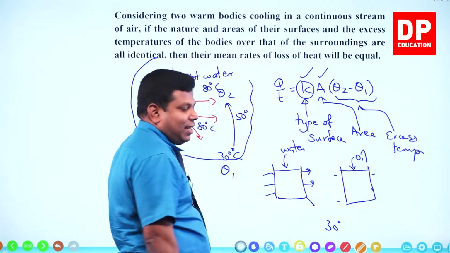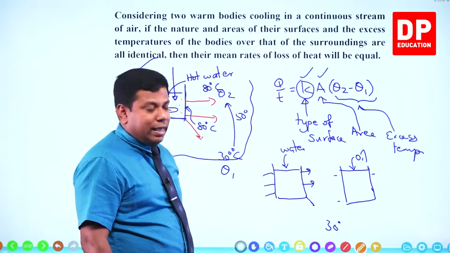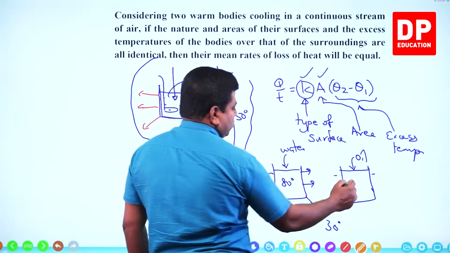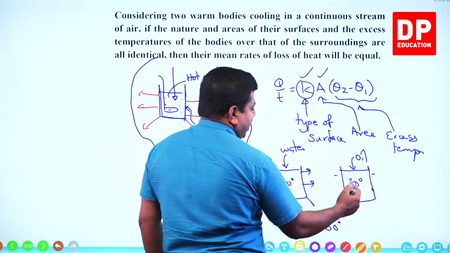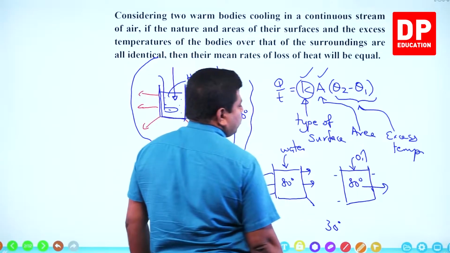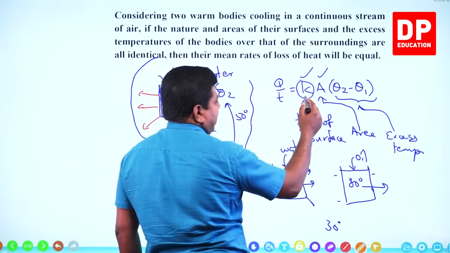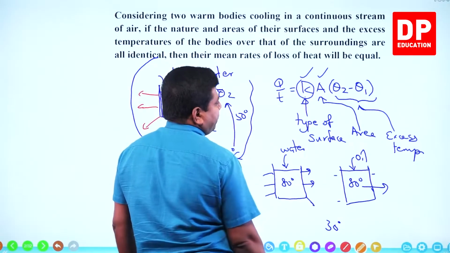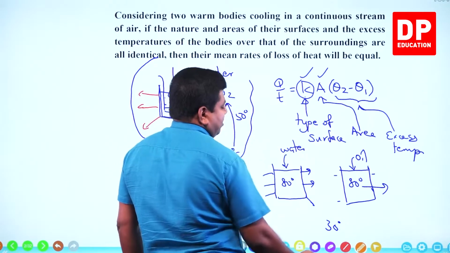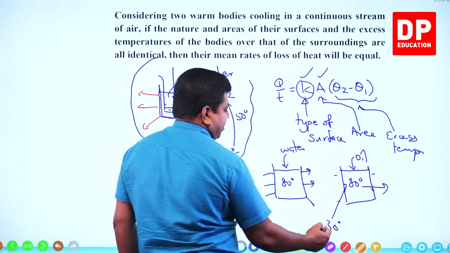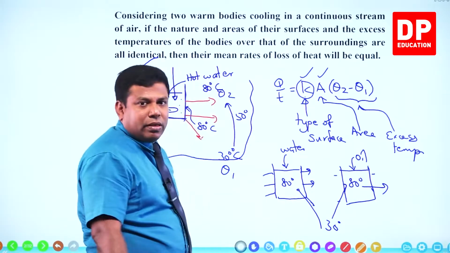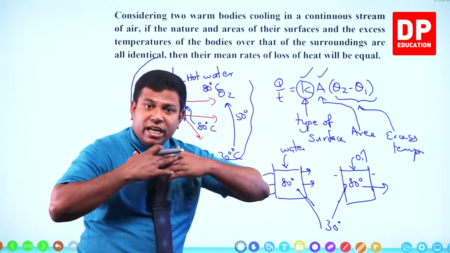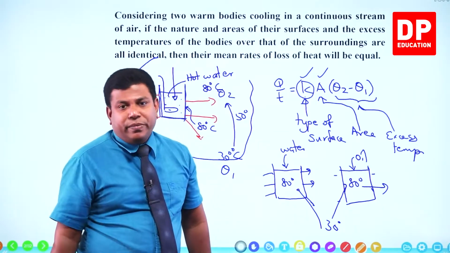Let's assume the surrounding is 30. Then when this is at 80 degrees, and this is also at 80 degrees, the rate at which they are going to lose heat to the environment is the same, because K is the same, because identical calorimeters, area is the same, theta 2 minus theta 1 is the same, excess temperature 80 minus 30, 50, and 50. Both are going to have the same rate at which heat will be lost to the environment.